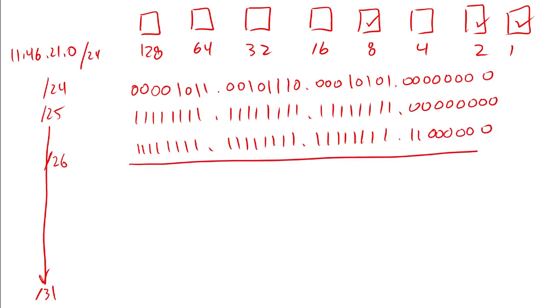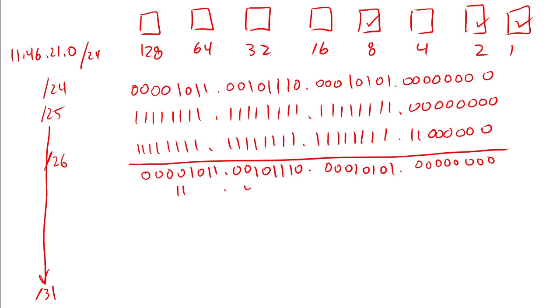And then subtract the subnet mask. We're masking it, so this is still zeros in our case. And we've got 11.46.21.0/26. And we know from this portion that it's in this section here.